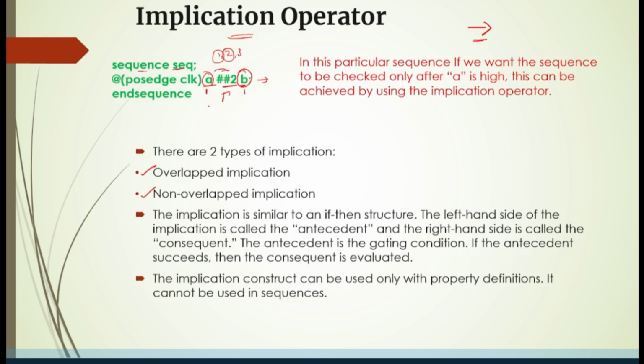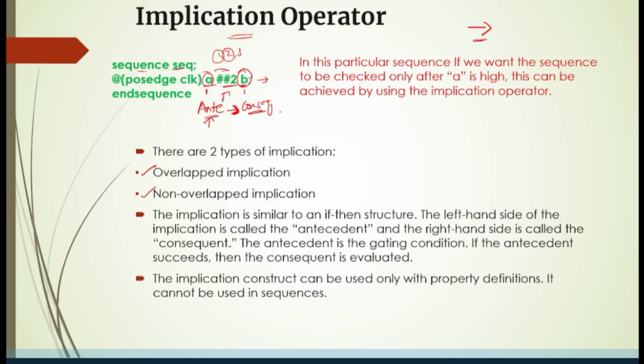The left hand side signal is called the antecedent and the right hand side signal is called the consequent. The left hand side signal will be executed first. After the left hand side signal is executed, then only the right hand side signal will be executed. So basically after this happens, then this happens.